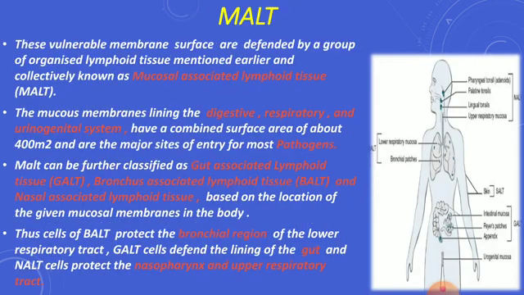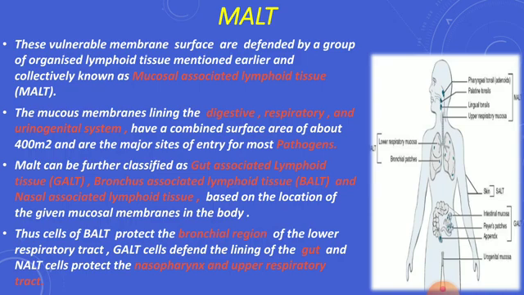The next secondary lymphoid organ is MALT. The vulnerable membrane surfaces are defended by a group of organized tissues mentioned earlier and collectively known as mucosal associated lymphoid tissue. The mucous membrane lines the digestive, respiratory, and urogenital systems.